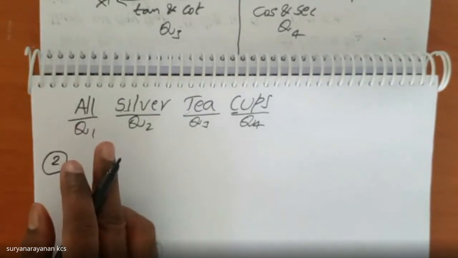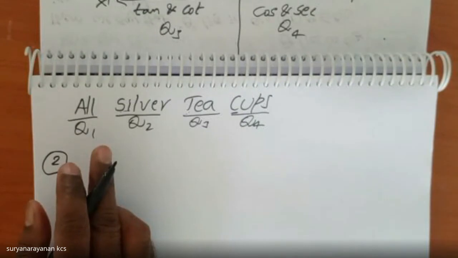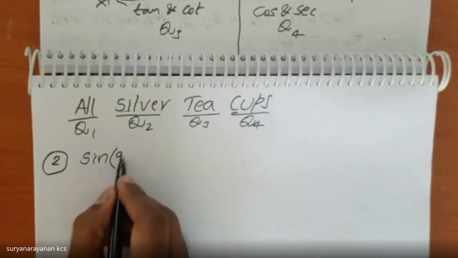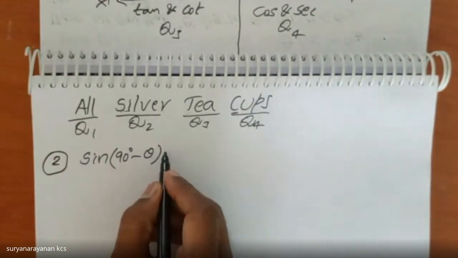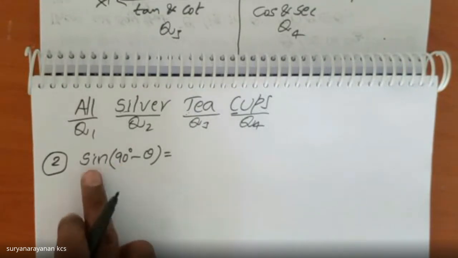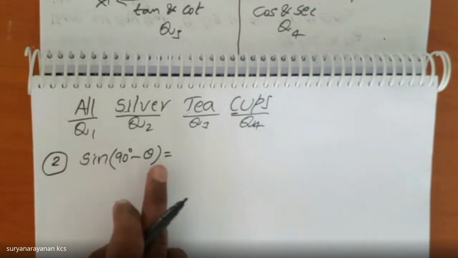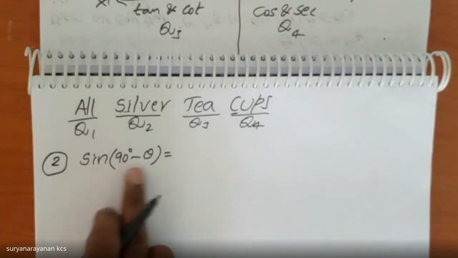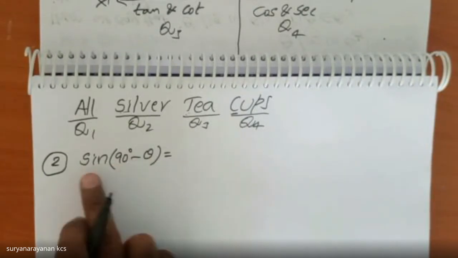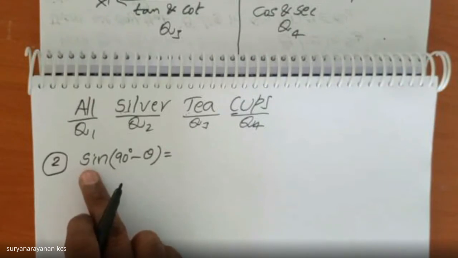90 plus or 90 minus. If any angle is written in this form, with a 90 degrees combination or 270 degrees combination, then sine changes to cos, cos changes to sine. First, this angle lies in the first quadrant, 90 degrees minus theta. In this first quadrant, sine is positive. So we take positive sign.